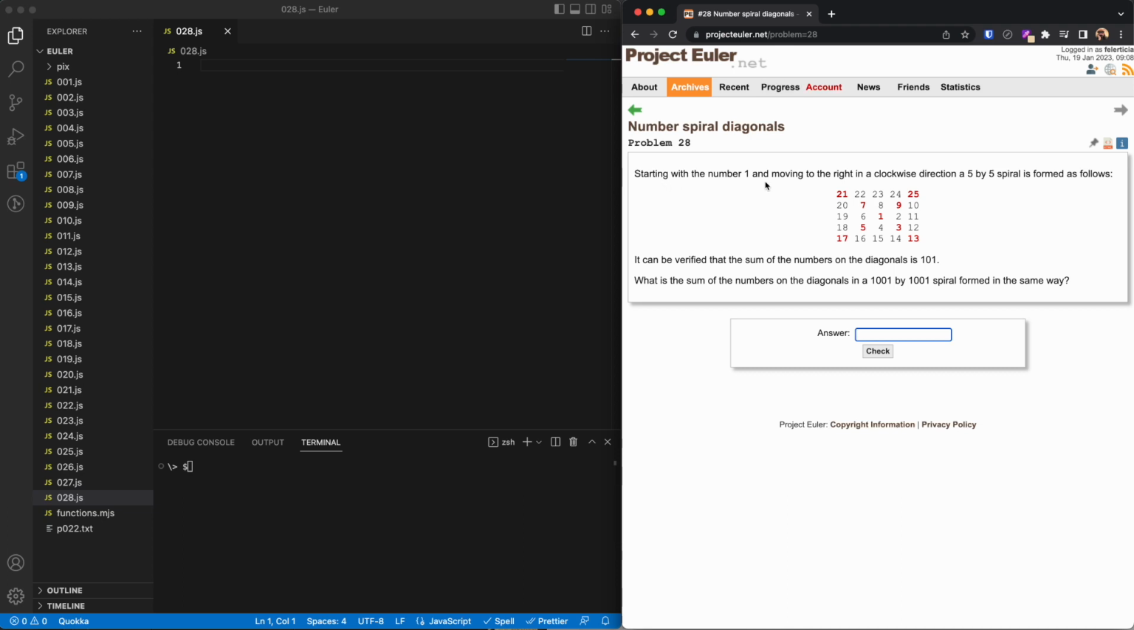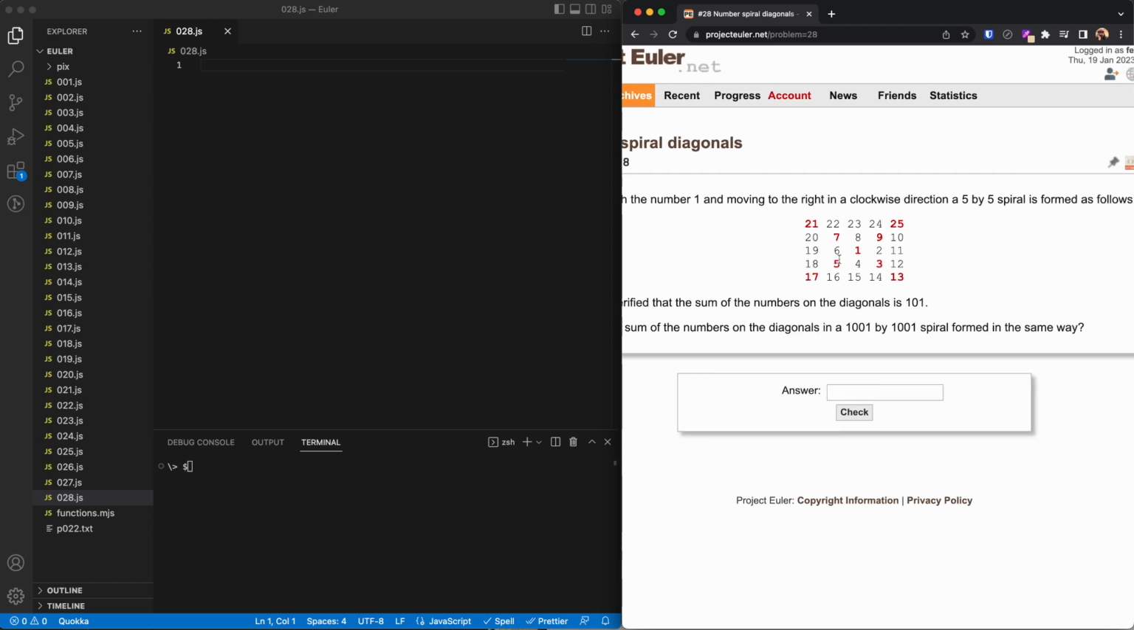Starting with the number 1 and moving to the right in a clockwise direction, a 5 by 5 spiral is formed as follows. So we are going from 1 to 2 and then 2 to 3. Then we are going to the left to get to 5 and then going to 7 and then going to 9. And we formed a cube. Then we would go to the right again, 10, going down, left, top, and so forth and so on. It can be verified that the sum of the numbers is 101. So if we add these together, it would be 101. What's the sum of the numbers on the diagonals in a 1000 by 1000 spiral?